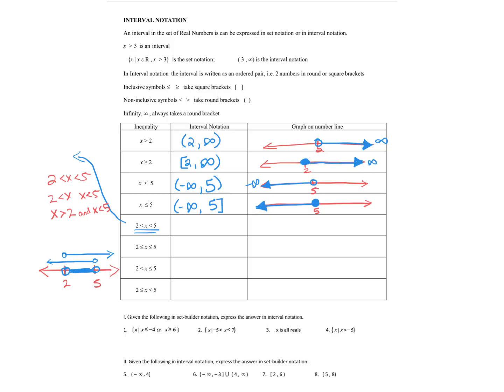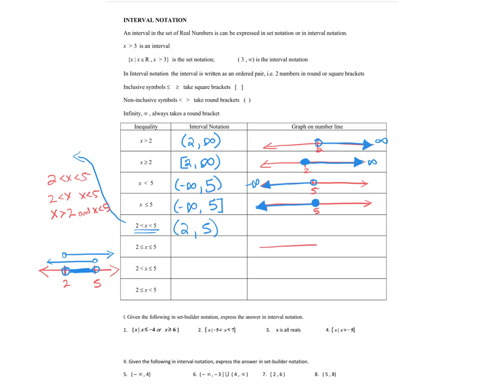And so we have an open circle at 2, so that's a parenthesis, and that's our starting point. An open circle at 5, that's a parenthesis, so that's our ending point. Because they're both open circles, they both had parentheses. So it doesn't have to have infinity in it. Oftentimes we see infinity in these, but it doesn't have to.